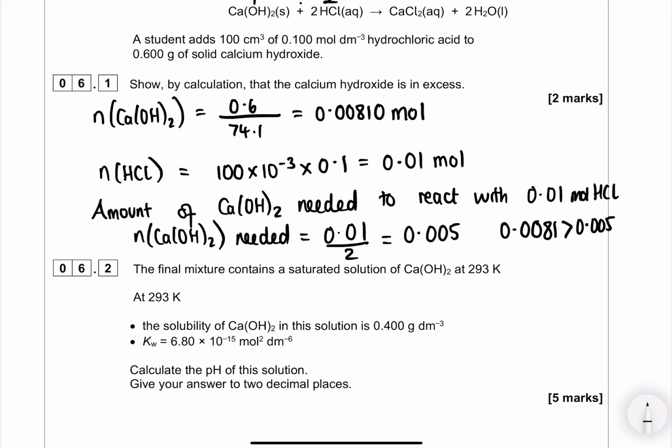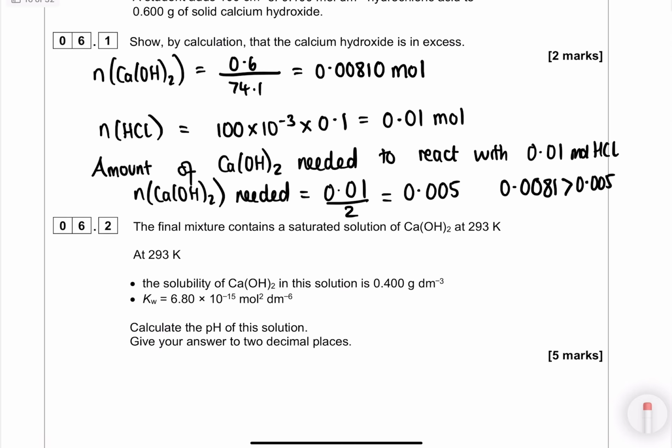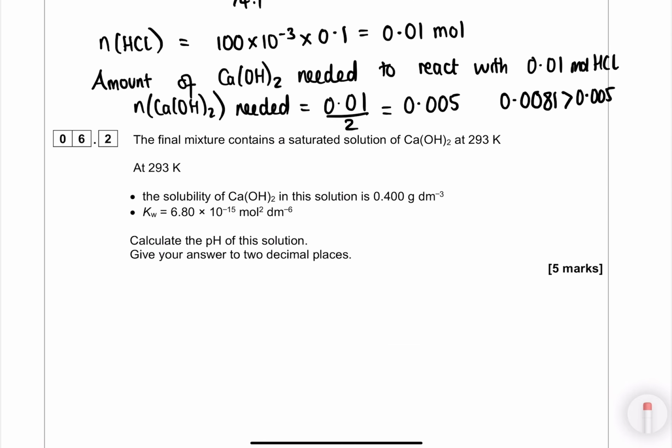You need to be careful that you don't do things like this in an exam. That doesn't explain anything, and also it doesn't make sense. The number of moles of HCl is not 0.005. So just be careful that you are clear about what it is that you're saying, and write down some explanation.